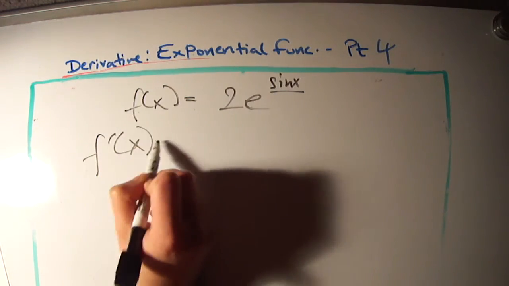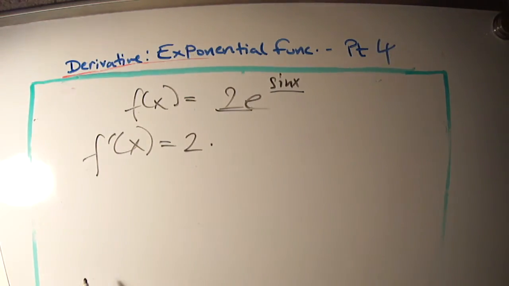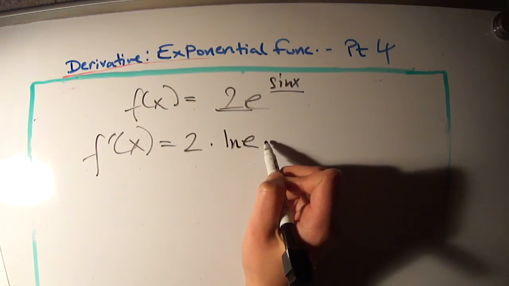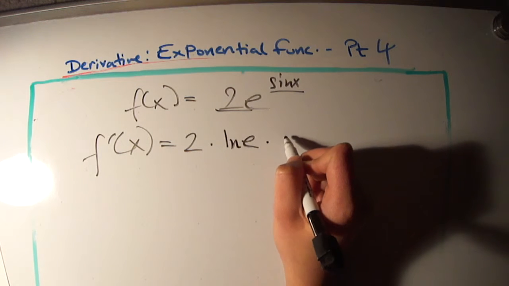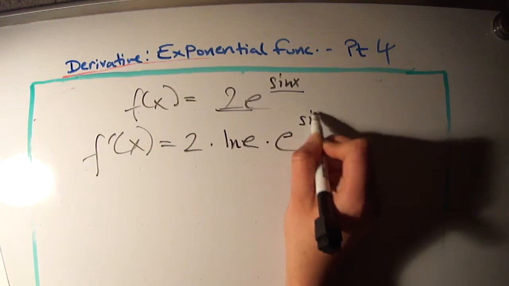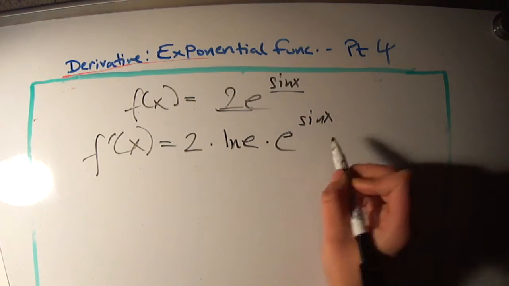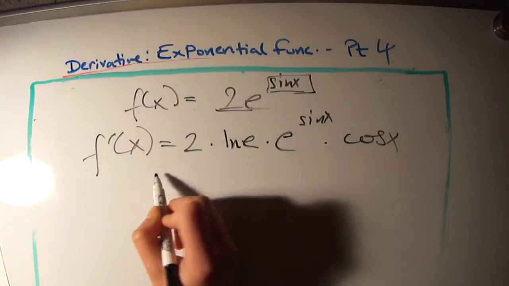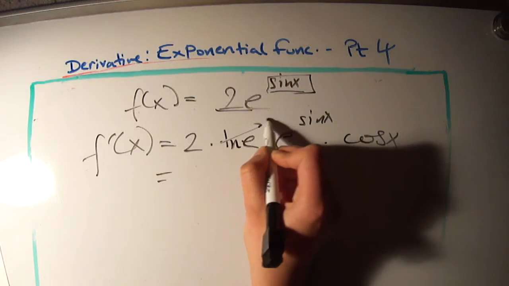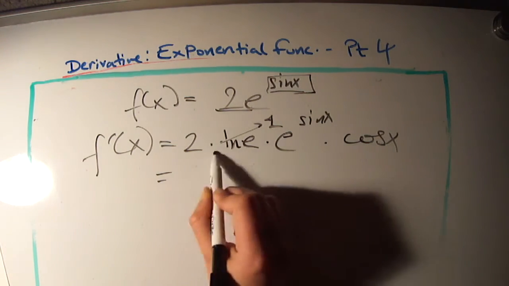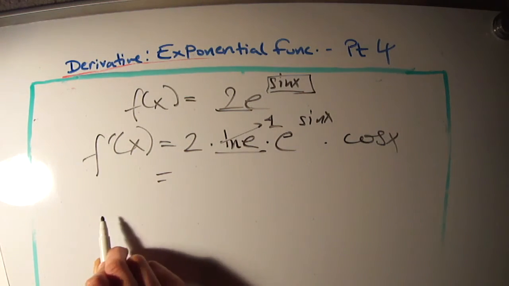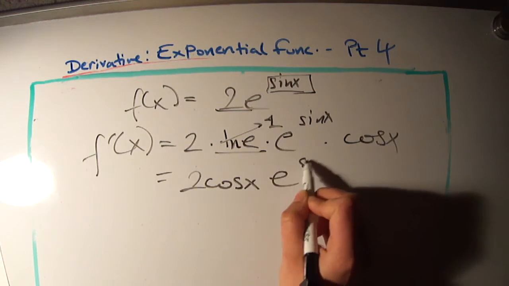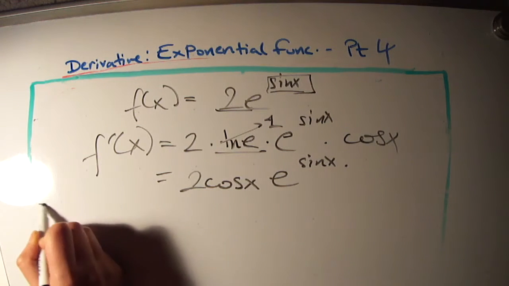So for the derivative, the constant as it is, into the ln of the base, into the function as it is. So the function is this, into the derivative of this part, which is cos x. So just write it in a simple form. The ln of e is 1, so that just gets multiplied out. 2 cos x e to the sine of x.